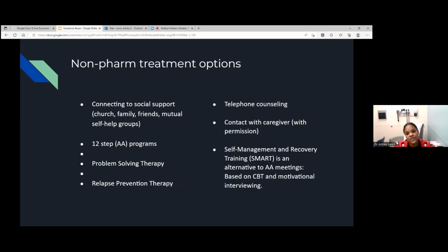So in terms of non-pharmacological treatment options, you want to connect to social support, such as church, family, friends, mutual self-help groups. You have the 12-step, like the AA groups, problem-solving therapy, relapse prevention therapy, as well as telephone counseling, contact with caregiver, as well as self-management and recovery training, which is an alternative to AA meetings based on CBT and motivational interviewing.